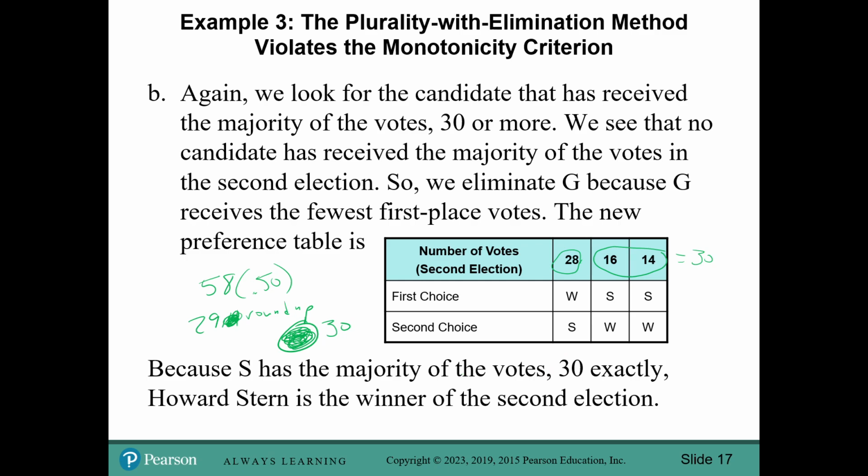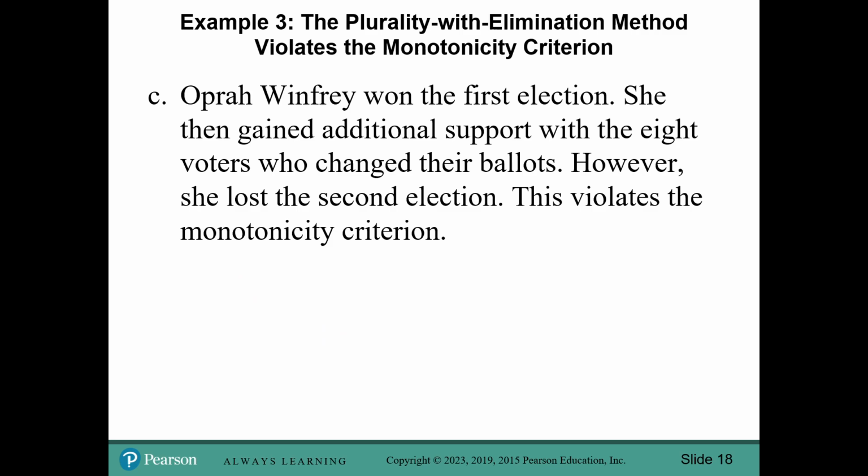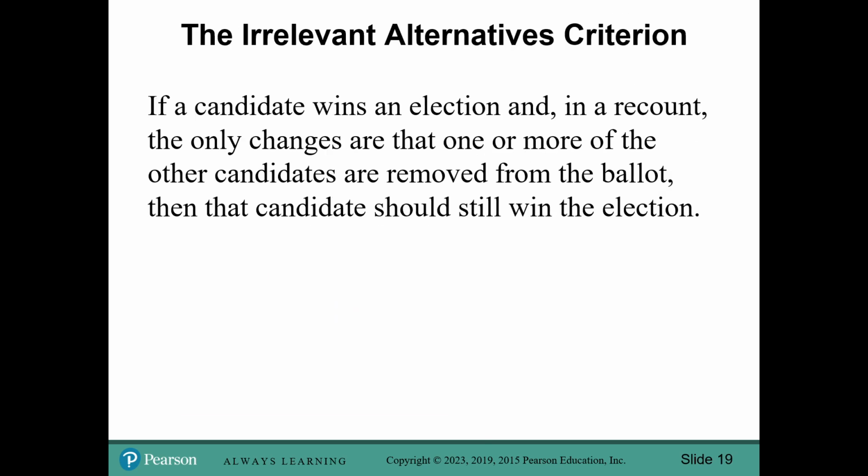Because Oprah Winfrey just got more first place votes in the second election. So how in the world, if she got more first place votes, did she wind up losing when she had won the election on the first go around with the most first place votes? Makes no sense, right? That's why it fails that monotonicity criterion. Oprah Winfrey won the first election. She then gained additional support with 8 voters who changed their ballots. However, she lost the second election. This violates the monotonicity criterion. Means it's not really that fair.